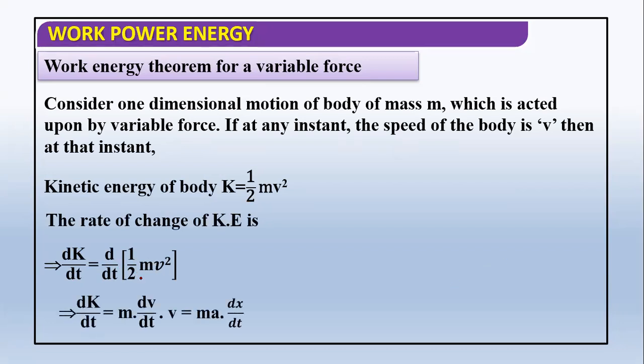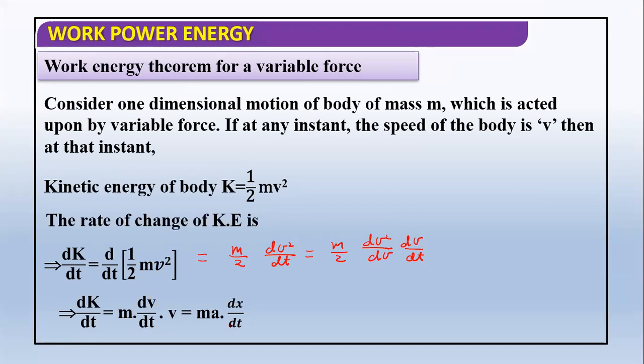If you differentiate it, since mass is constant, we can write m dv by dt, and dv by dt is a, so we get m a and then dx by dt. This is simple differentiation: the mass comes outside, and we differentiate v square with respect to time. One more step: m by 2 times the differentiation of v square with respect to v, by the chain rule, times dv by dt. Differentiating v square gives 2v.